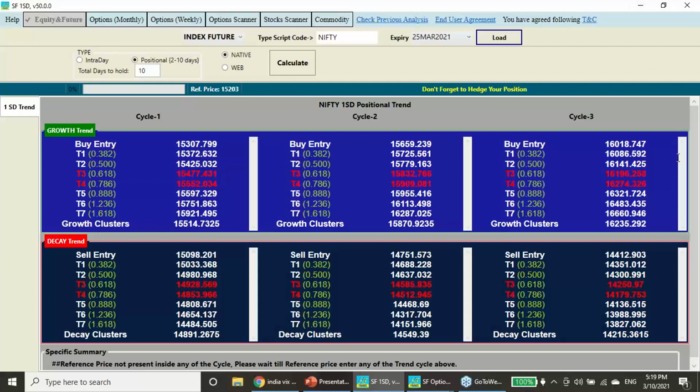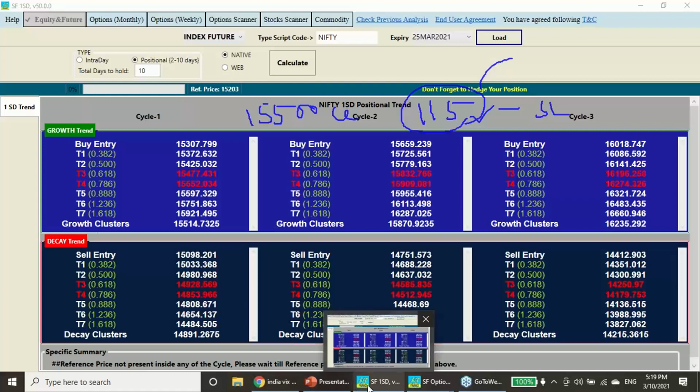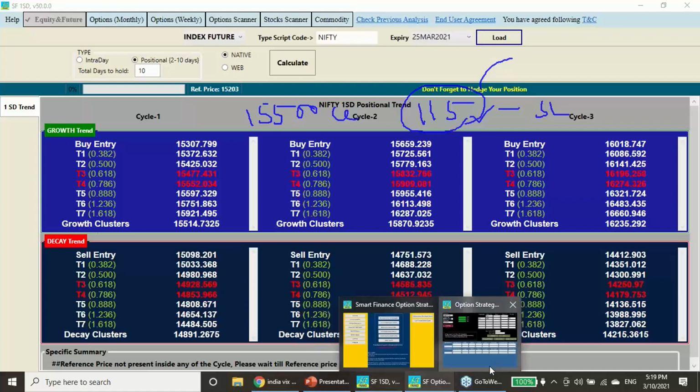If you propose to buy the 15,500 call option, which is now at 115, whatever stop loss you want to fix as per your calculation, you can fix. If you want to buy it here, I'll show you a trick. Instead of buying one lot at 115, you can buy two lots at 115. For that, we have to reconstruct this entire thing in terms of a strategy.